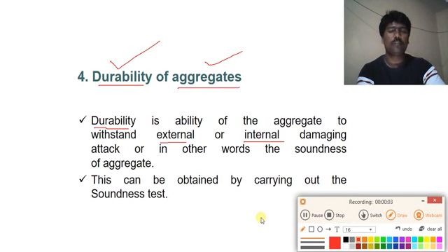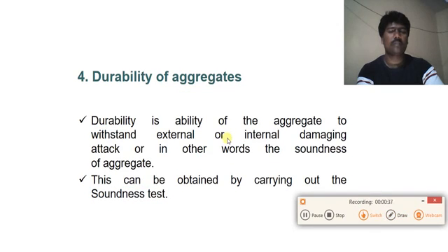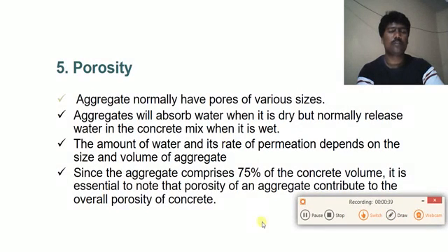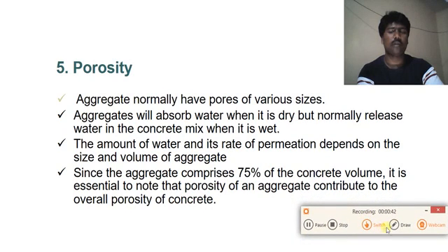The durability of aggregates can be tested using the soundness test. I will explain much more clearly about the soundness test for getting the durability of aggregates in aggregate testing. But here, simply, the physical property of an aggregate should also include durability, which is the resistance capacity of the aggregate without failure for a longer period. So in the next slide we will see the porosity, which is also a physical property of aggregates.